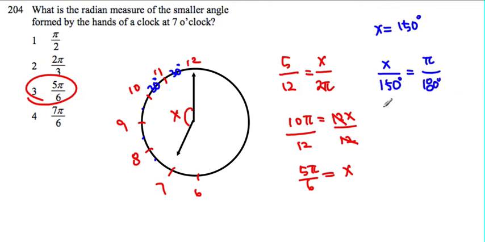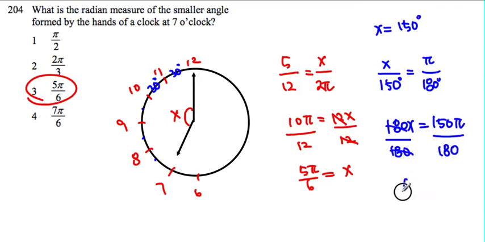This is another way of doing it. The first method is already done, but the second method would be finding the degree measure and then continuing from there. So here we get 180x equal to 150 pi. Divide by 180. Then x is equal to, a common factor seems to be 30, so we get 5 pi over 6. Either way, we get that same answer.